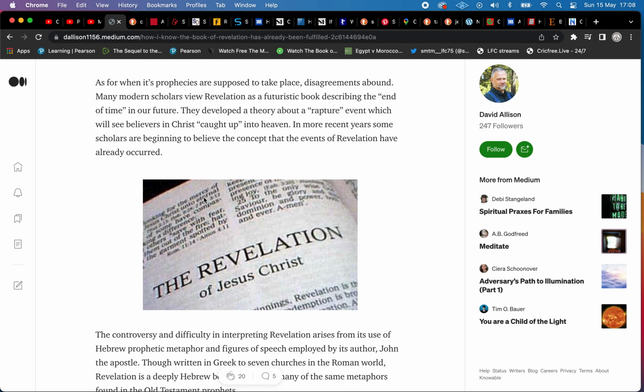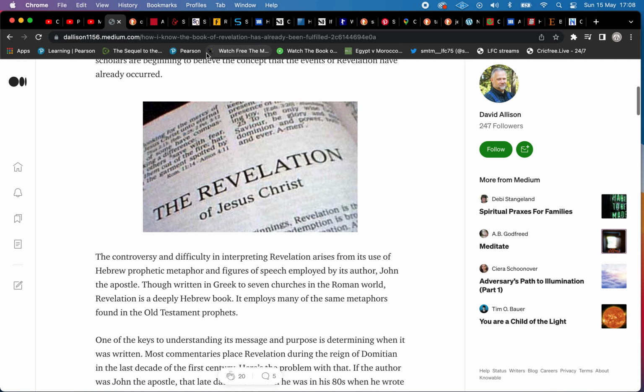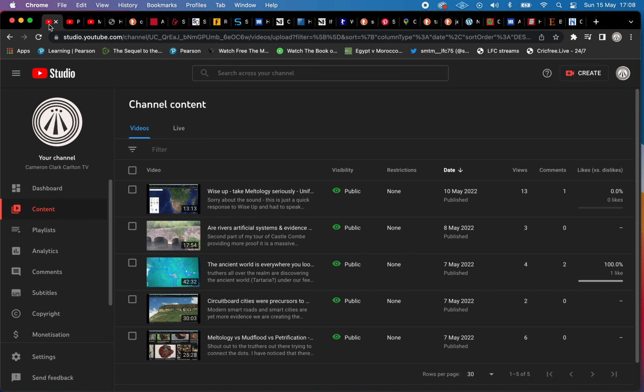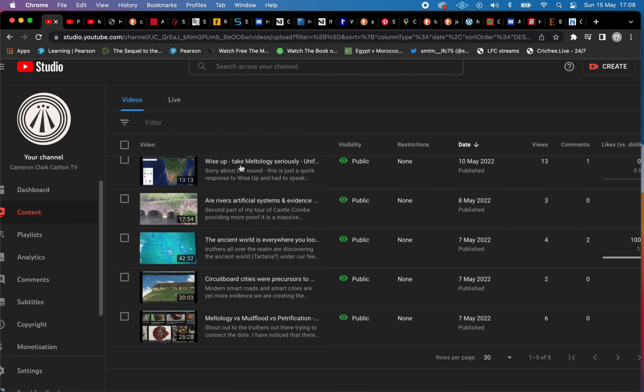Maybe that fits in with Meltology really well, that perhaps something did come down from above. If you look at the videos that I've done so far, I've been through Meltology versus mud flood and petrification, and tried to show how maybe that does fit in with the ancient flood mentioned in the Noah story. And maybe circuit board cities that exist today, or the idea of smart cities and grid cities, maybe they existed in the past too.